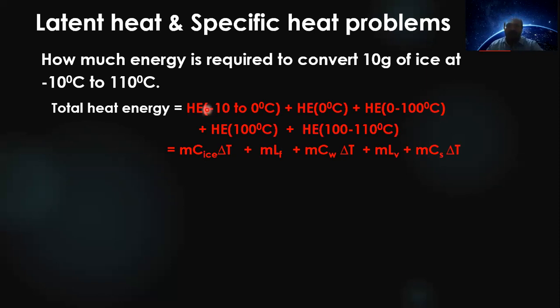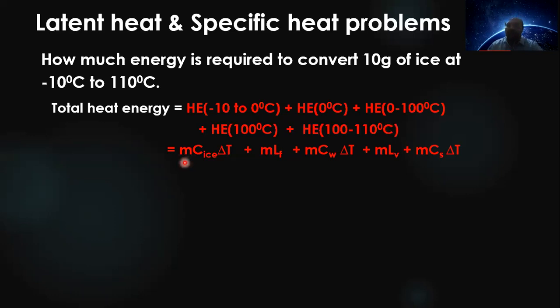First one, how much heat is absorbed between minus 10 to 0 degrees Celsius. The next step, at 0 degrees Celsius, using latent heat of fusion, we are going to calculate. And then the next step, from 0 to 100 degrees Celsius, how much energy is absorbed. And using latent heat of vaporization, how much heat is being absorbed at 100 degrees Celsius, the boiling point of water. The last step is between 100 and 110, using specific heat of steam, we're going to calculate.